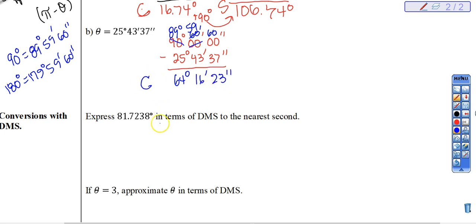So that's the complement. Now you have to find the supplement. Again, your choice. You can either subtract your theta from 180, or you can add 90 to your complement. It's up to you. Quickly do that.